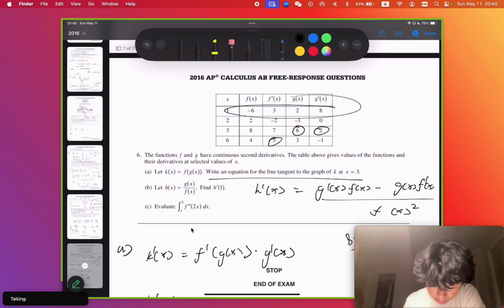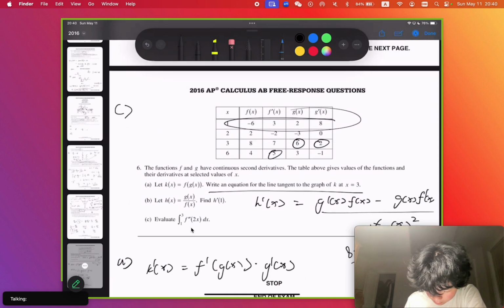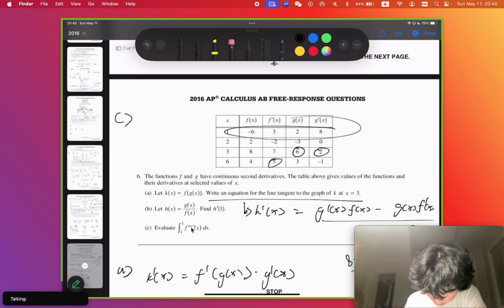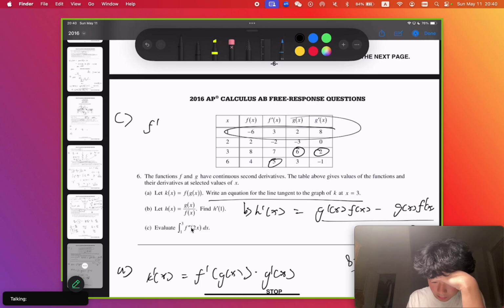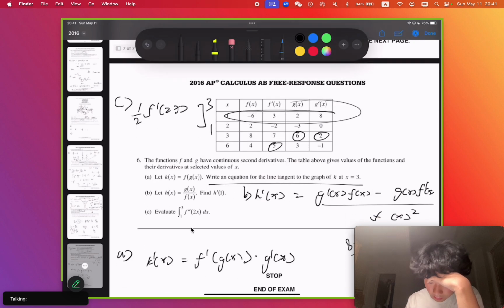And finally, C. So for C, 1 to 3, okay, it will be f prime, oh shoot, okay, let's see. So if I were to do this, f prime of 2x's derivative would be this, the 2 will come out because of chain rule, so this will be the original form. Okay, you want to evaluate this from 3 to 1. I think this is right. Yeah, this is pretty much right.